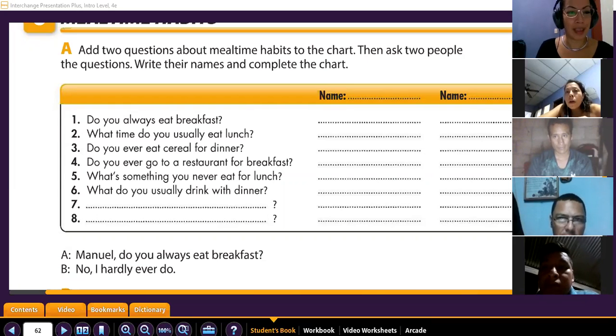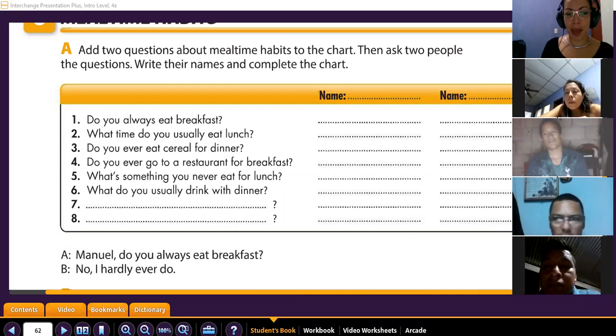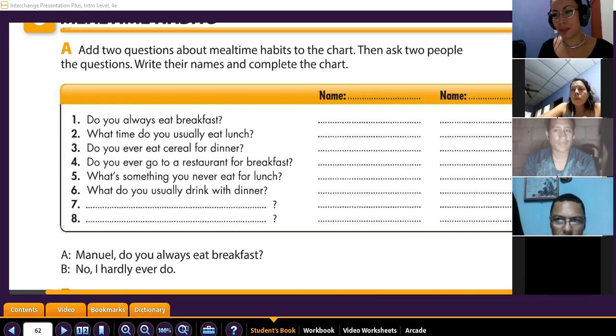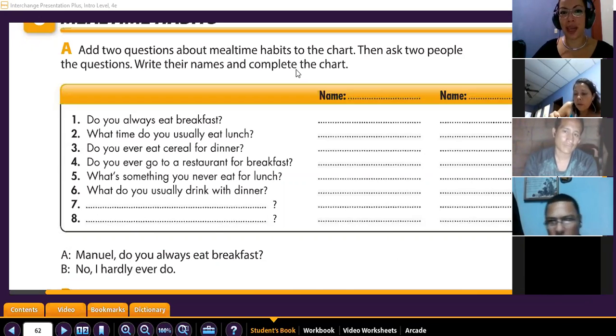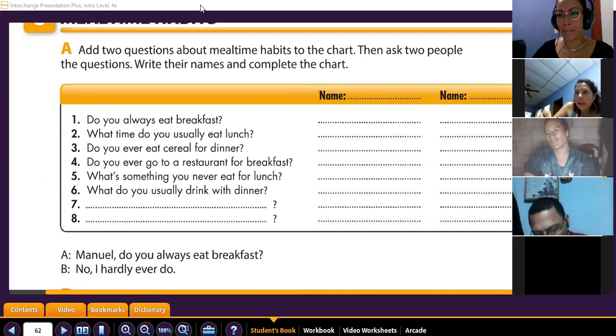Yes. Sí, yeah. Ok. Ahora el ejercicio es copiarlas y agregarle dos más. Tienen que agregar una séptima y una octava pregunta. Okay. Algo que a usted le gustaría preguntarle a algún compañero.